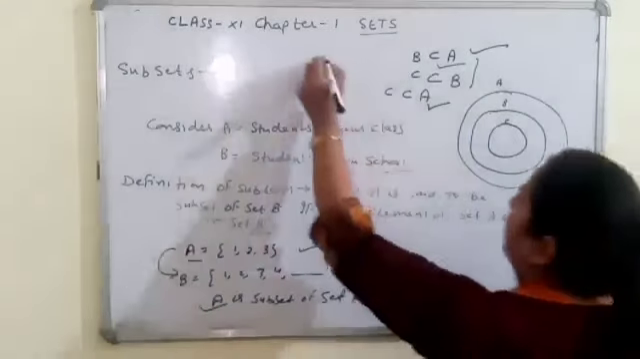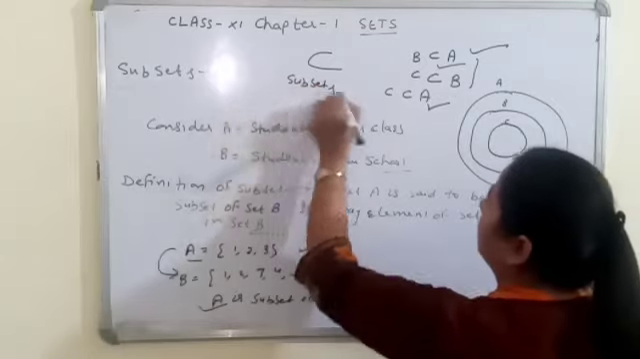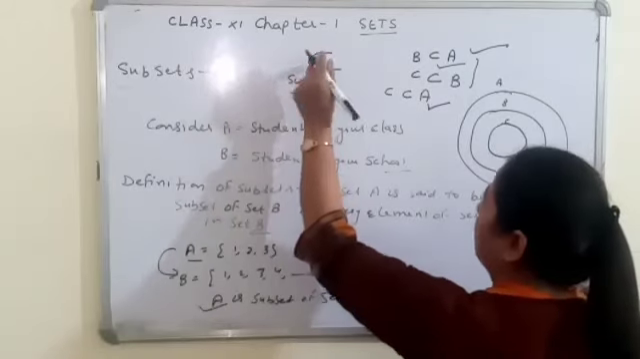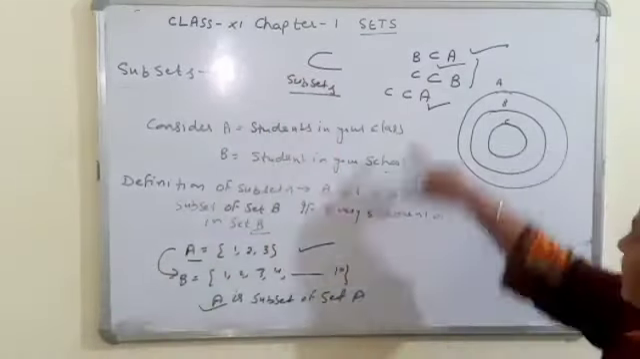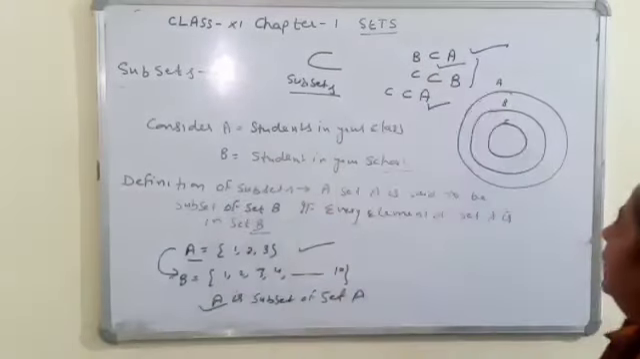Now this is the symbol of subset. This is the symbol when we have to represent a subset. This is the way to write B is a subset of set A.